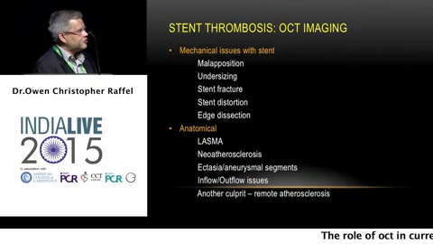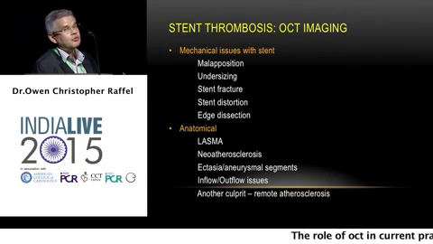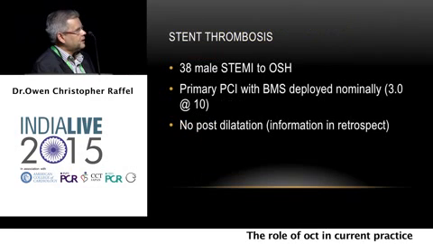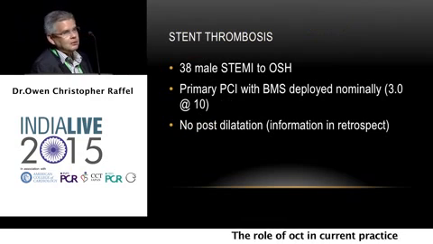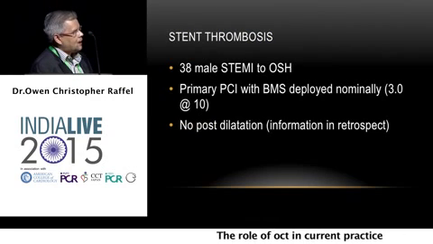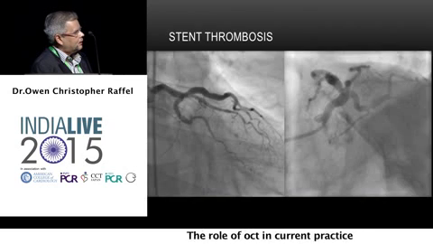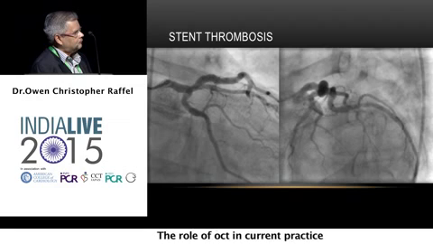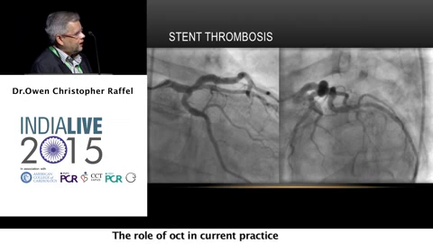And these are some of the anatomical issues which are becoming increasingly prevalent: LASMA and new atherosclerosis, particularly for very late stent thrombosis. And there's some good data from histopathology and OCT on this. An example, 38-year-old male, STEMI from an outside hospital. He was treated there with primary PCI with a bare metal stent, 3/10. This is the index case from that hospital. Occluded obtuse marginal, really. Seemed a very satisfactory result post-PCI.